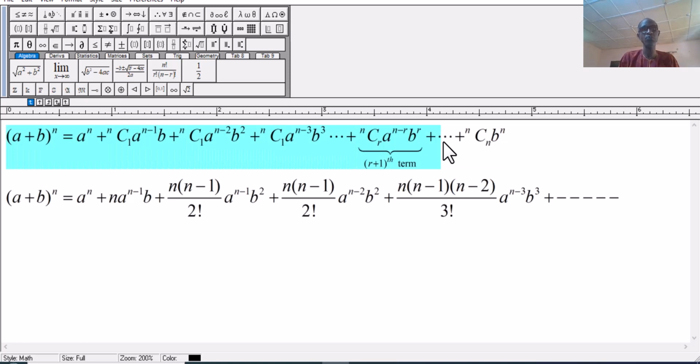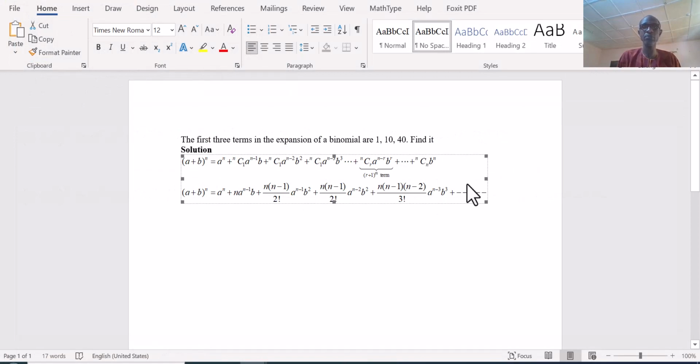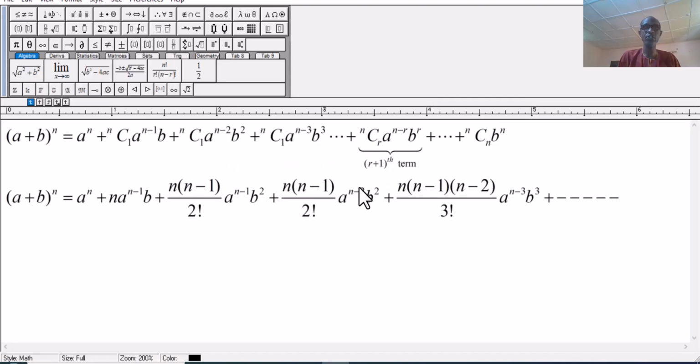If you are given a plus b, the expansion will follow this pattern or this pattern depending on the one we are using. Now let's get started. Let's imagine that the terms we are given is a plus b. We are given that a plus b raised to the power of n is equal to 1 plus 10 plus 40. This is what the question says. We are not given the other terms, so let's ignore that for now.